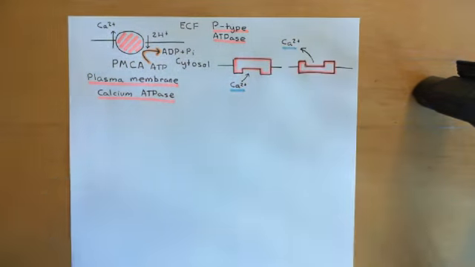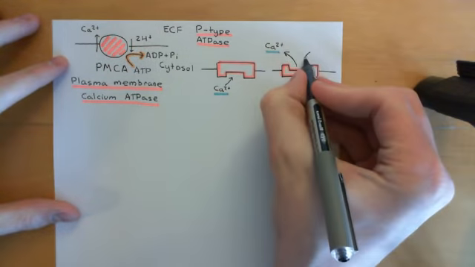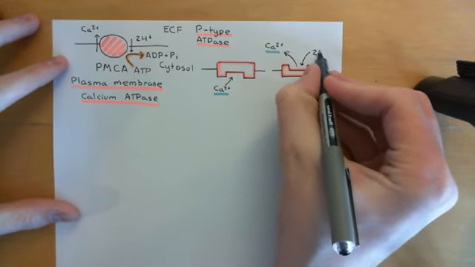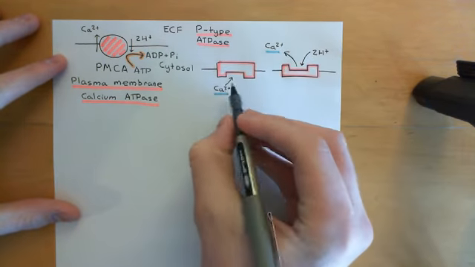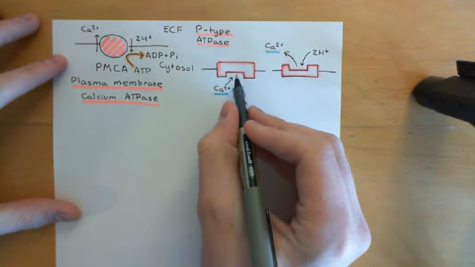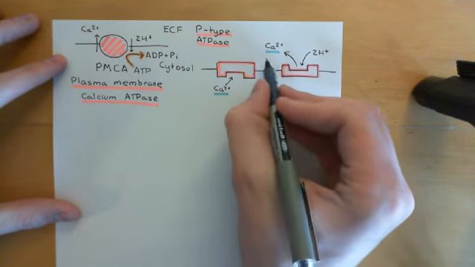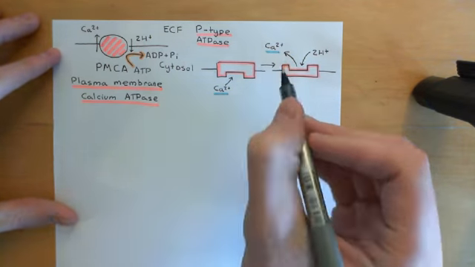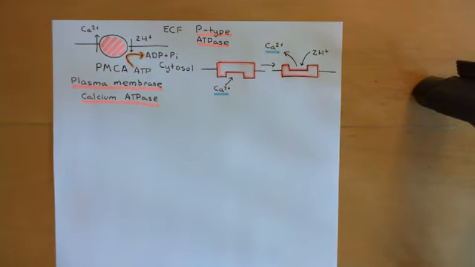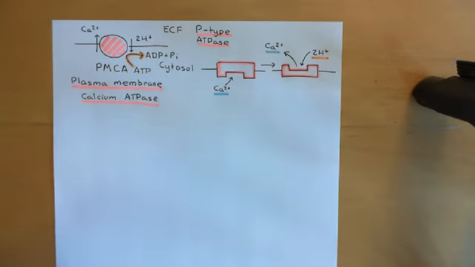Now the PMCA that is in the outwardly facing state and has no calcium bound to that binding site anymore is now going to bind to protons instead. The basic principle is that this binding site of the PMCA in the inwardly facing state has a high affinity for calcium, so calcium likes to bind there. But when it changes conformation into this outwardly facing state, the binding site now has a low affinity for calcium, so the calcium gets released, and it has a high affinity for protons, basically.